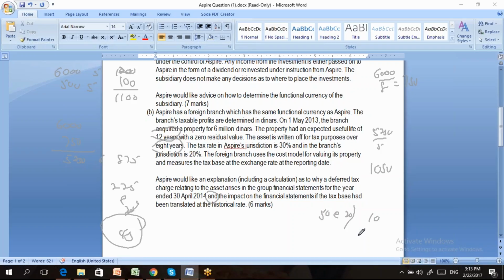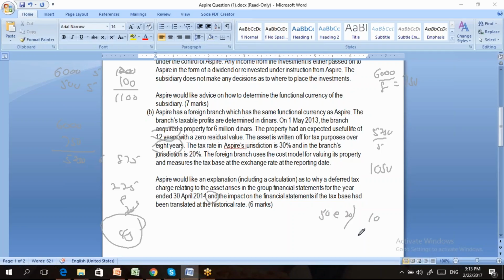That's not the right way to do it, but that's what the examiners asked: the impact if the tax base had been translated at the historical rate. And is this an exam question? These are the June 2014 paper I'm doing, yes. Last question also we did from June 2014. I'm continuing the June 2014 paper.